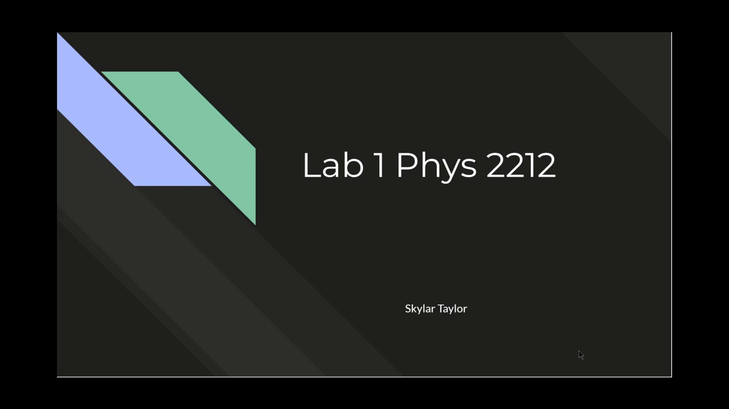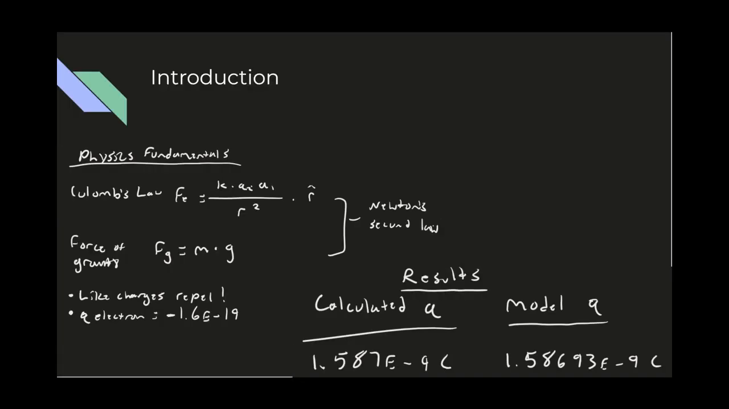Today we will be observing induced charge on an object and observing electric interactions to determine the charge of these objects. To do this, we will need Newton's second law, as well as Coulomb's law, to describe the forces at play in this experiment. We will also need to note that like charges repel and opposite charges attract. We will also be using the fundamental charge for calculations in this experiment. After completing the experiment, we were able to calculate a charge that was theoretically correct.